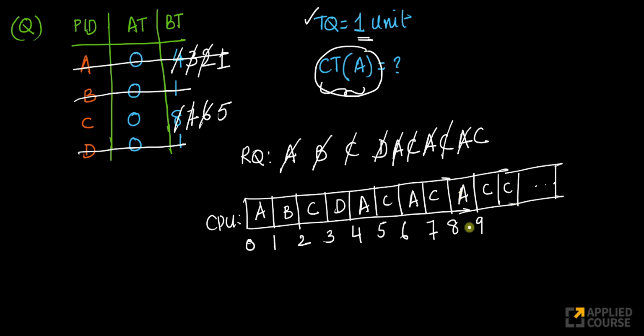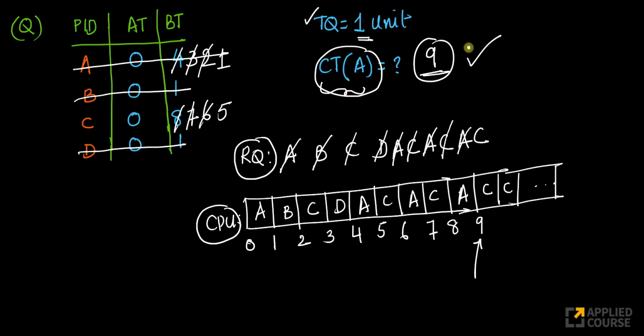So what is the complete time of A? The complete time of A is equal to 9. Very simple question, but you have to be careful. You have to understand how round robin works. You have to be careful with the ready queue and drawing the Gantt chart.